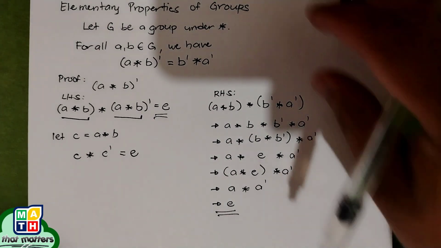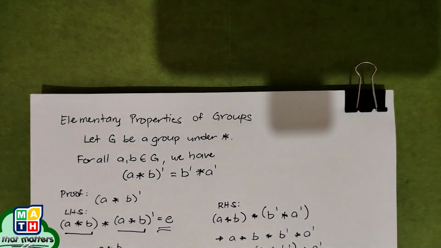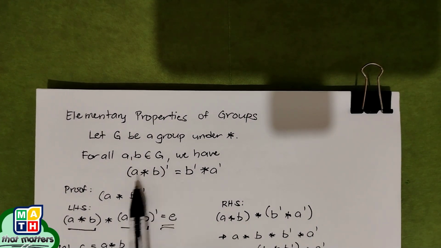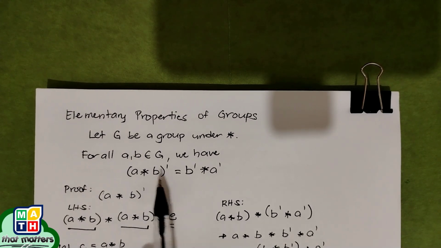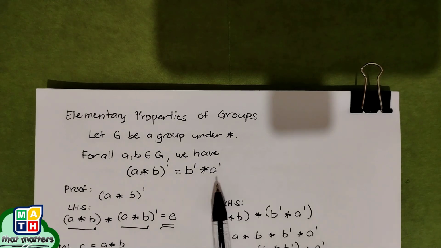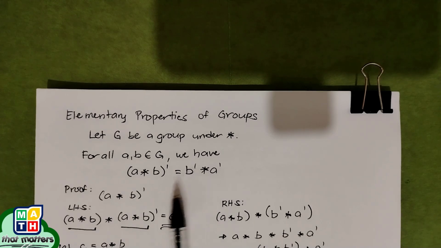With this, we can now say that this property is true, where the inverse of the result of A star B is just equal to the inverse of B star the inverse of A. Again, you cannot interchange them. It should be in this manner.